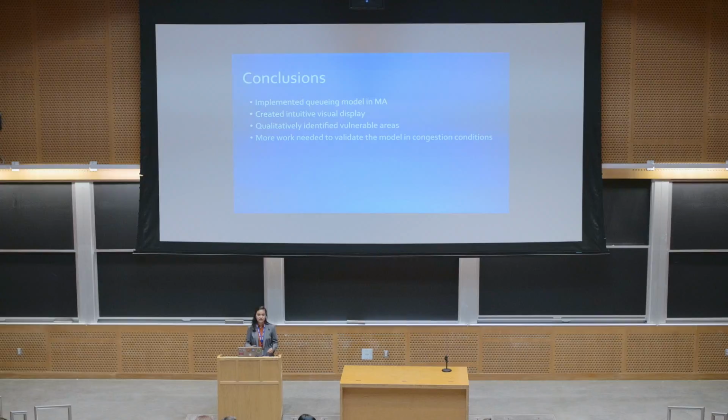So in conclusion, we were able to implement the queuing model in Massachusetts for hurricane evacuations, and we presented this information with an intuitive visual display that you don't have to be an expert to understand. And from that, we're able to qualitatively identify vulnerable areas and regions that congestion might be a problem, but we do need to do more work in order to validate this model in congestion conditions.